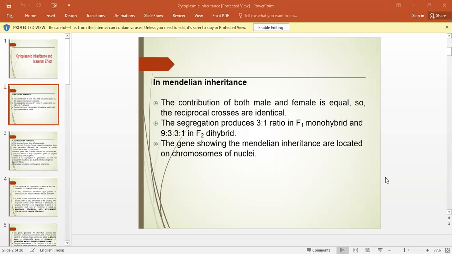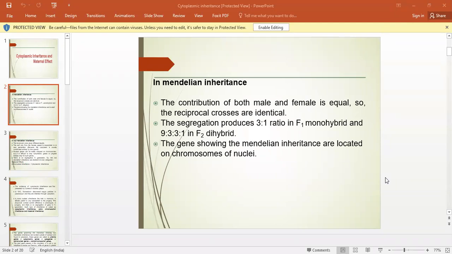Second thing, the second law is the segregation law. So in your F1 monohybrid cross, what phenotypic ratio will you get? 3:1, right? And in the F2 generation or F2 dihybrid, you will get the phenotypic ratio as 9:3:3:1. But these ratios will not be found in the cytoplasmic inheritance. So this is specifically limited only to the Mendelian inheritance.